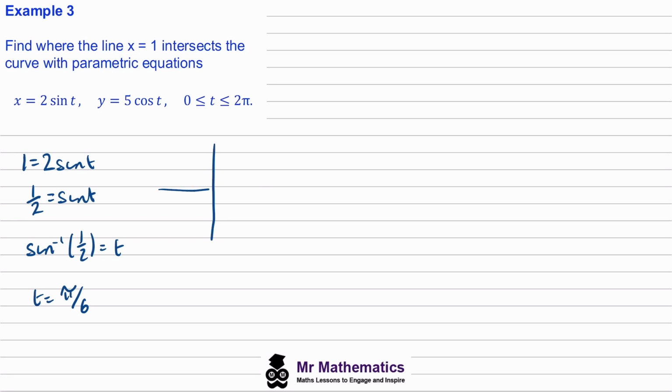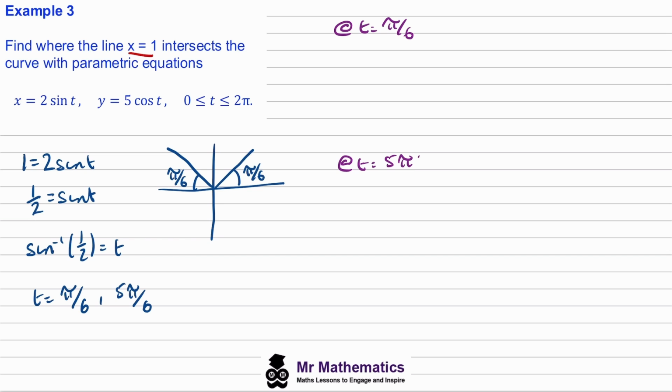Using our CAST diagram, we can find the other solution. We've got sine is positive in the first quadrant, and in the second quadrant. So our two solutions will be pi over 6 and 5 pi over 6. So the curve will intersect the line at 2 points, at t equals pi over 6 and at t equals 5 pi over 6. We can substitute these values of t into the parametric equations to work out the coordinates.